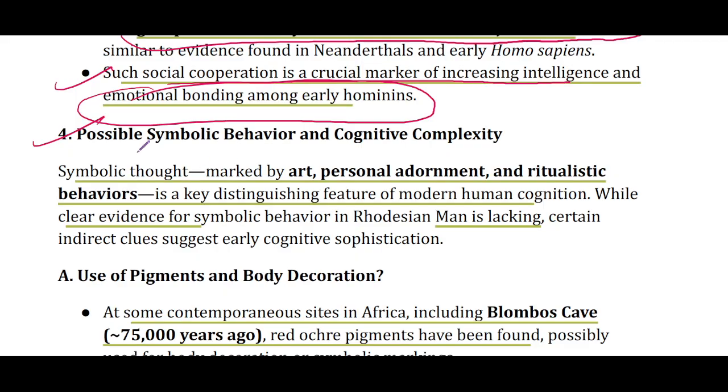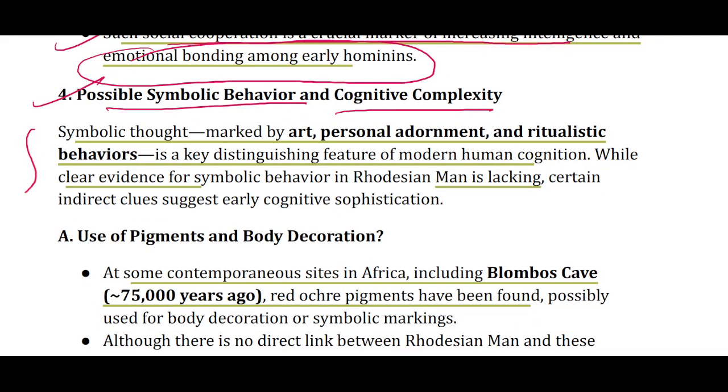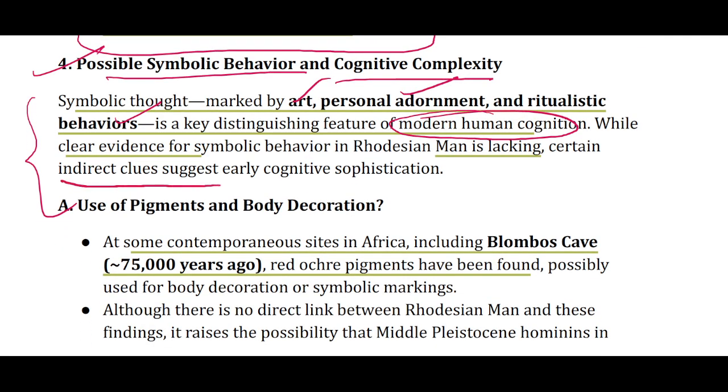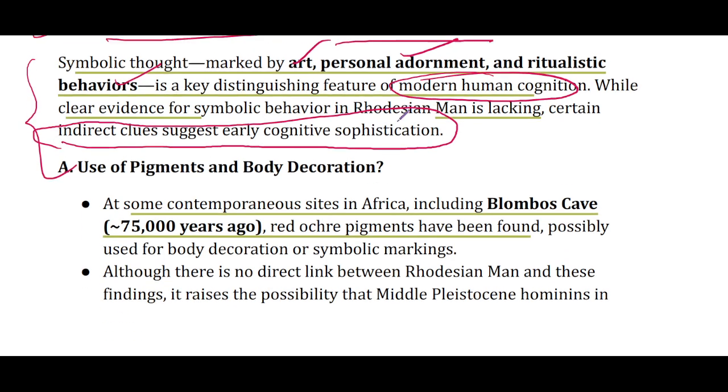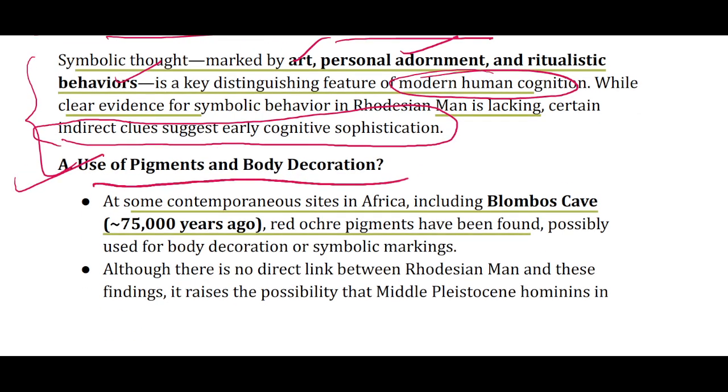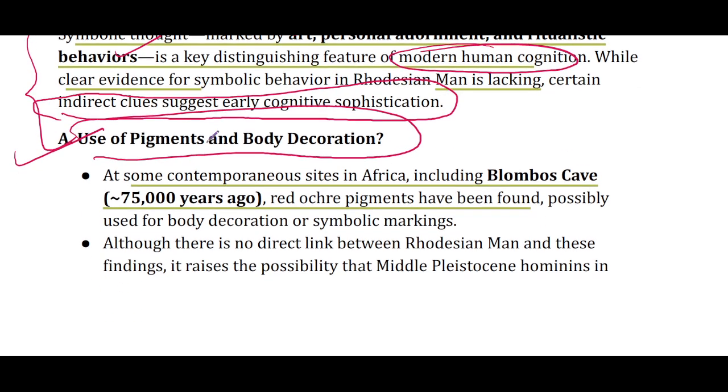Now the next interpretation, possible symbolic behavior and cognitive complexity. Symbolic thought, that is marked by art, personal adornment, and ritualistic behavior, is a key distinguishing feature of modern human cognition. While we do not have any clear evidence for Rhodesian man, certain indirect clues suggest that they had early cognitive sophistication. First one is use of pigments and body decoration.